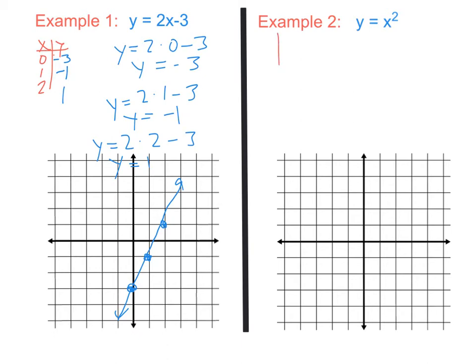Okay? So I'll choose my x, y. I'll go 0, 1, 1 and 2 again. So if I plug in x equals 0, 0 squared is 0, so that's 0. If I plug in 1, 1 squared is also 1. 1, 1. But then look what happens when I plug in 4.